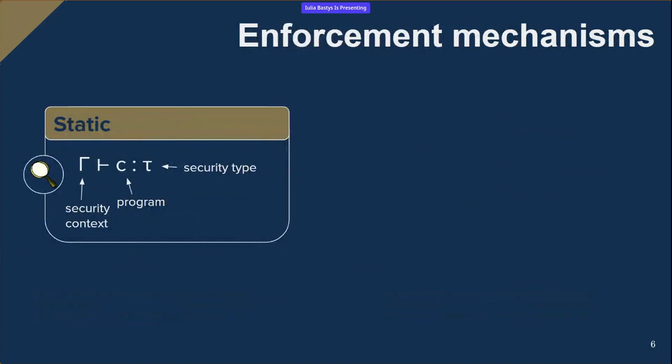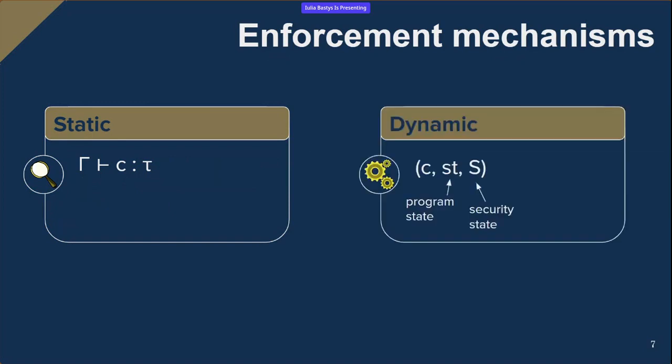And we have different types of enforcement mechanisms. We can have static enforcement mechanisms, which use a security type system. Here we have a security context, which keeps track of the variables and the security labels they have. And we can have dynamic enforcement, where we have a program state, and we extend the program configuration with a security state. And here we monitor the program execution.